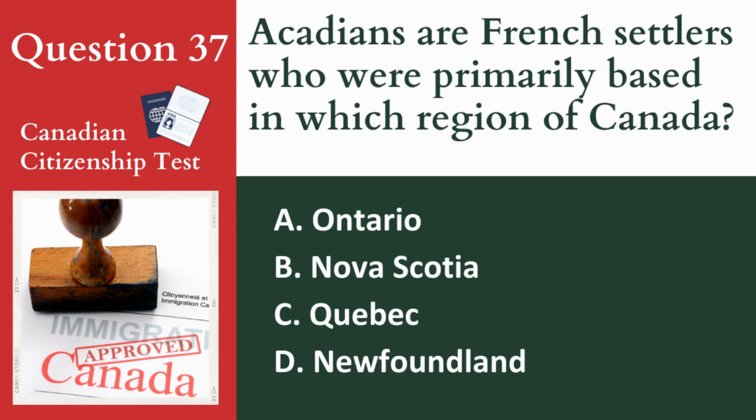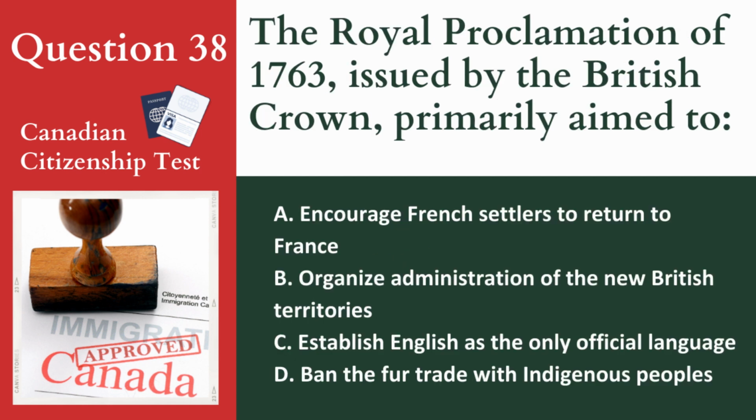Question 37. Acadians are French settlers who were primarily based in which region of Canada? A. Ontario. B. Nova Scotia. C. Quebec. D. Newfoundland. Answer B. Nova Scotia. Acadians were French settlers in what is now Nova Scotia and parts of New Brunswick, Prince Edward Island, and Maine.